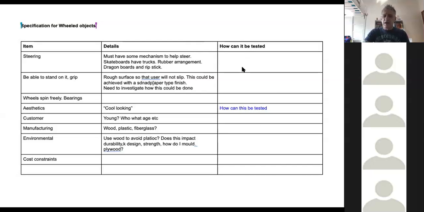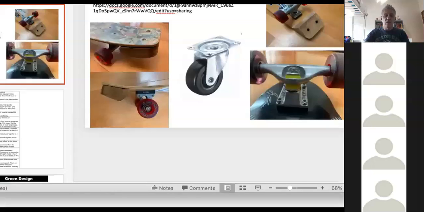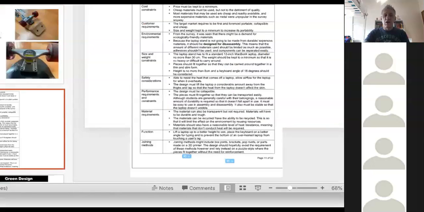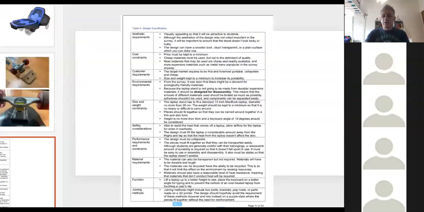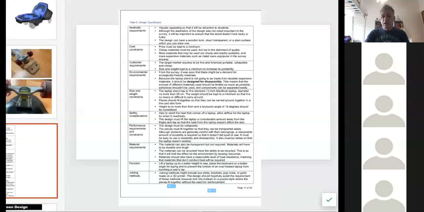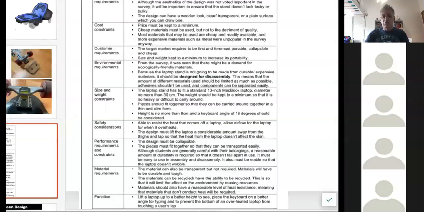Now, as I'm talking, I'd like you guys to open up this wheeled objects sheet that I'm showing you now, which I've shared with you in Google Classroom, and you can type some stuff in there. But I'm going to go back to here, and I'm going to go through now some other specifications because I want to just show you.